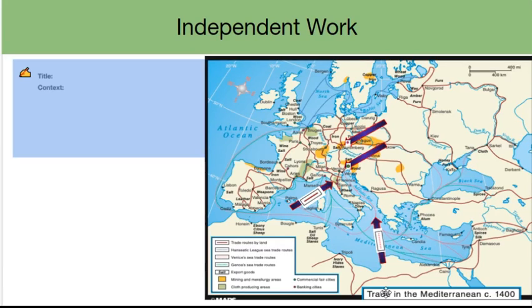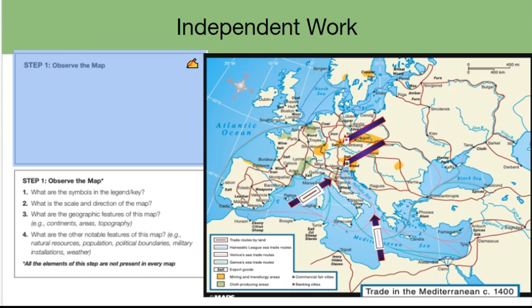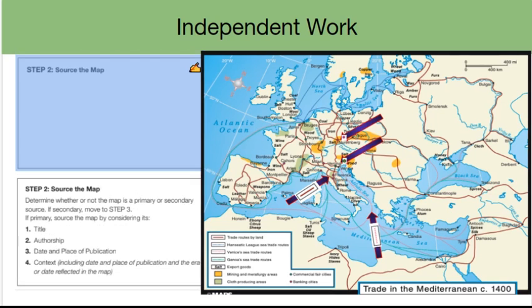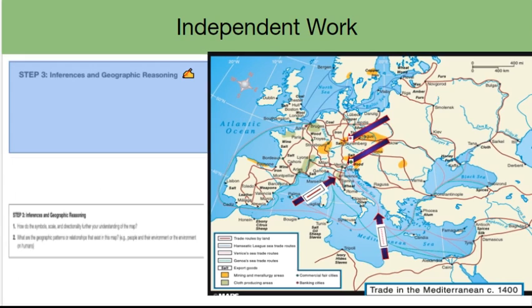First, you're going to look at the title and the context. Hey, it's the same kind of map as before. Same context. It's the next map in the lesson. Next, you're going to work on observing the map. Now we have a key this time and all sorts of trade routes and symbols, but I think you can figure it out. Then you're going to source the map the same way we did it last time.